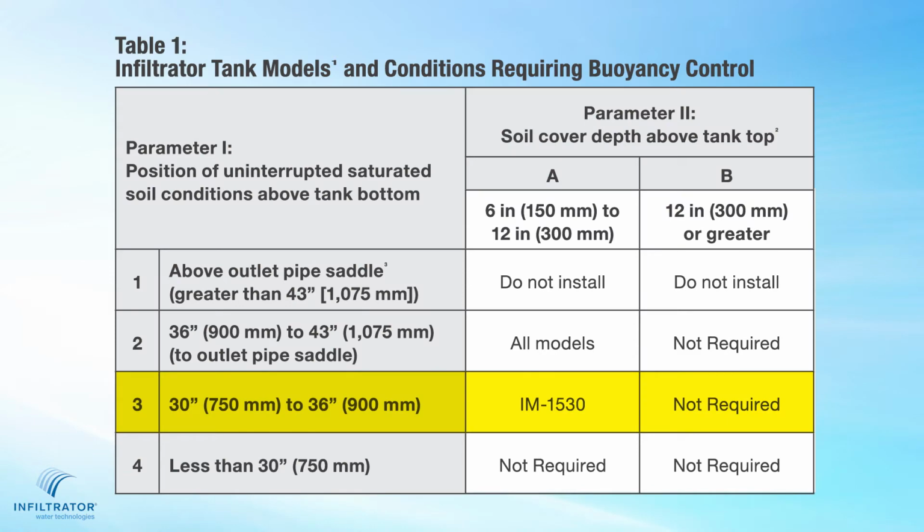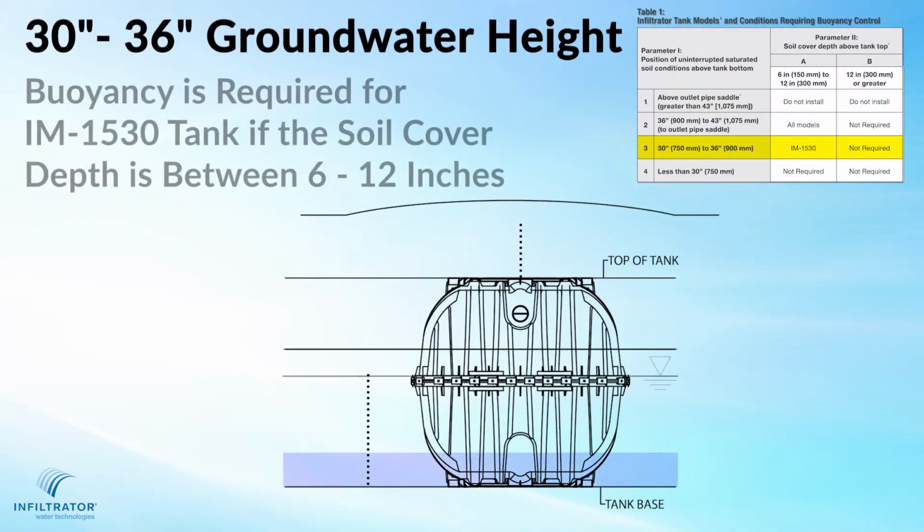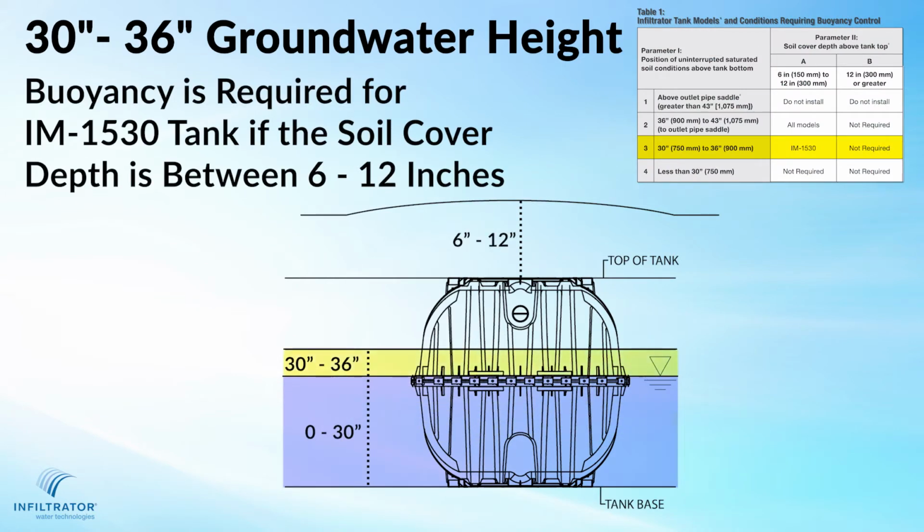When the uninterrupted saturated soil conditions are between 30 inches and 36 inches, buoyancy control is only required for the IM 1530 tank when the soil cover depth is between 6 and 12 inches. Otherwise, no buoyancy control is required.